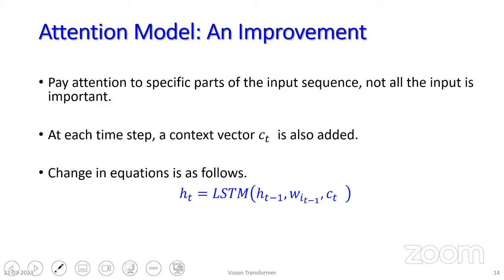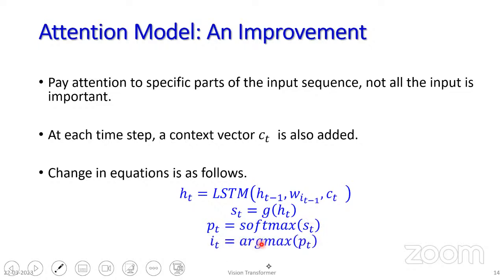This context vector is, let's see, what is this context vector? It works exactly the same way as the previous encoder-decoder unit, except that a context vector is added here. Then we project it to a different dimension, apply the softmax operation as we did before, find the vector of probabilities, and take the argmax, the label with the highest probability.